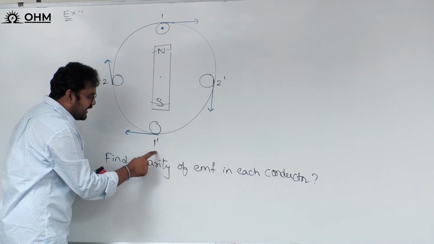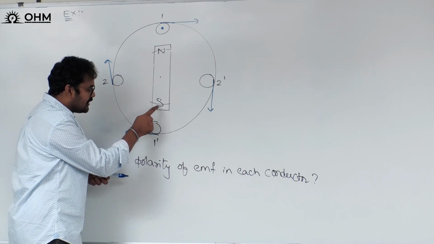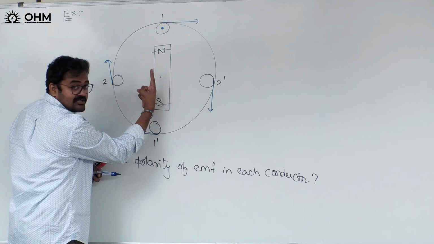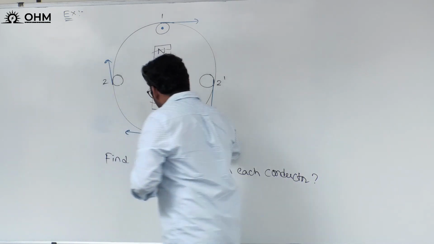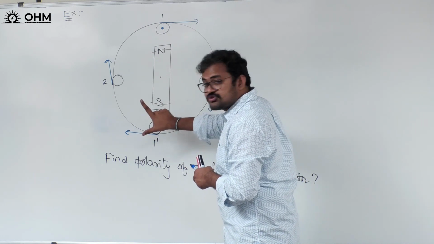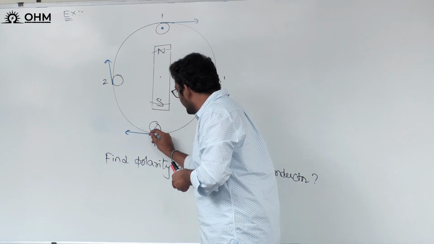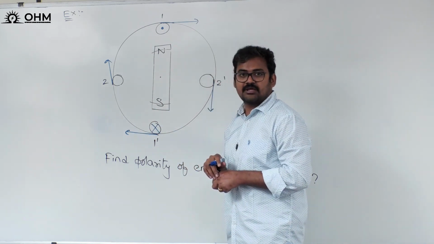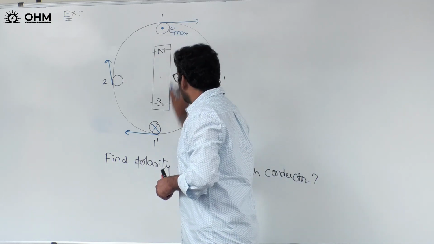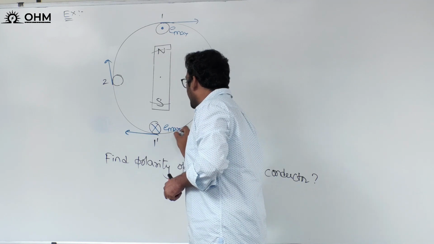Coming to conductor 1 dash, this is under the south pole. South pole means it is emitting the flux or taking the flux? Taking the flux. The conductor is moving to the left side, clockwise. So my central finger is showing into the plane, therefore it is going to be a cross polarity. And moreover, this EMF is maximum and this EMF is also maximum.